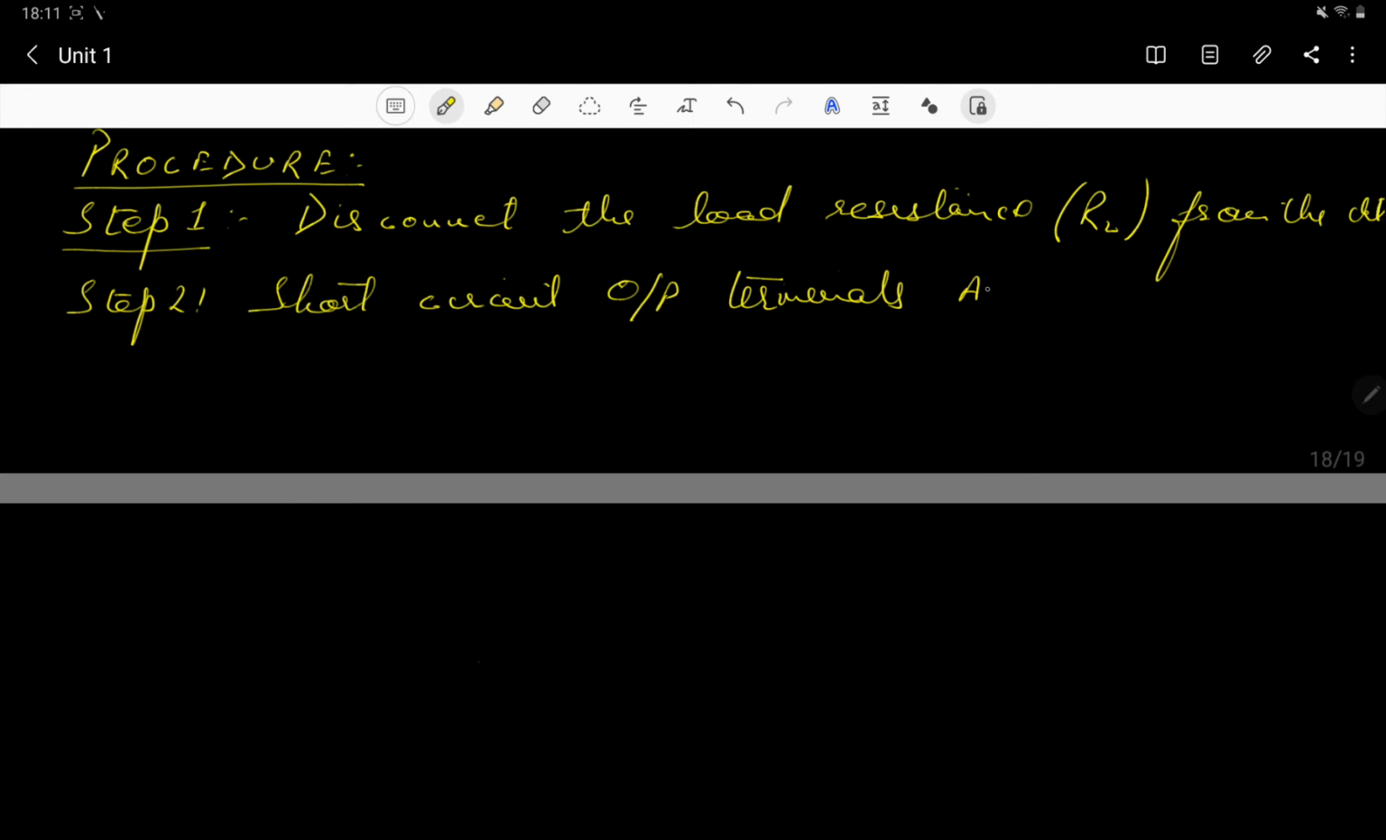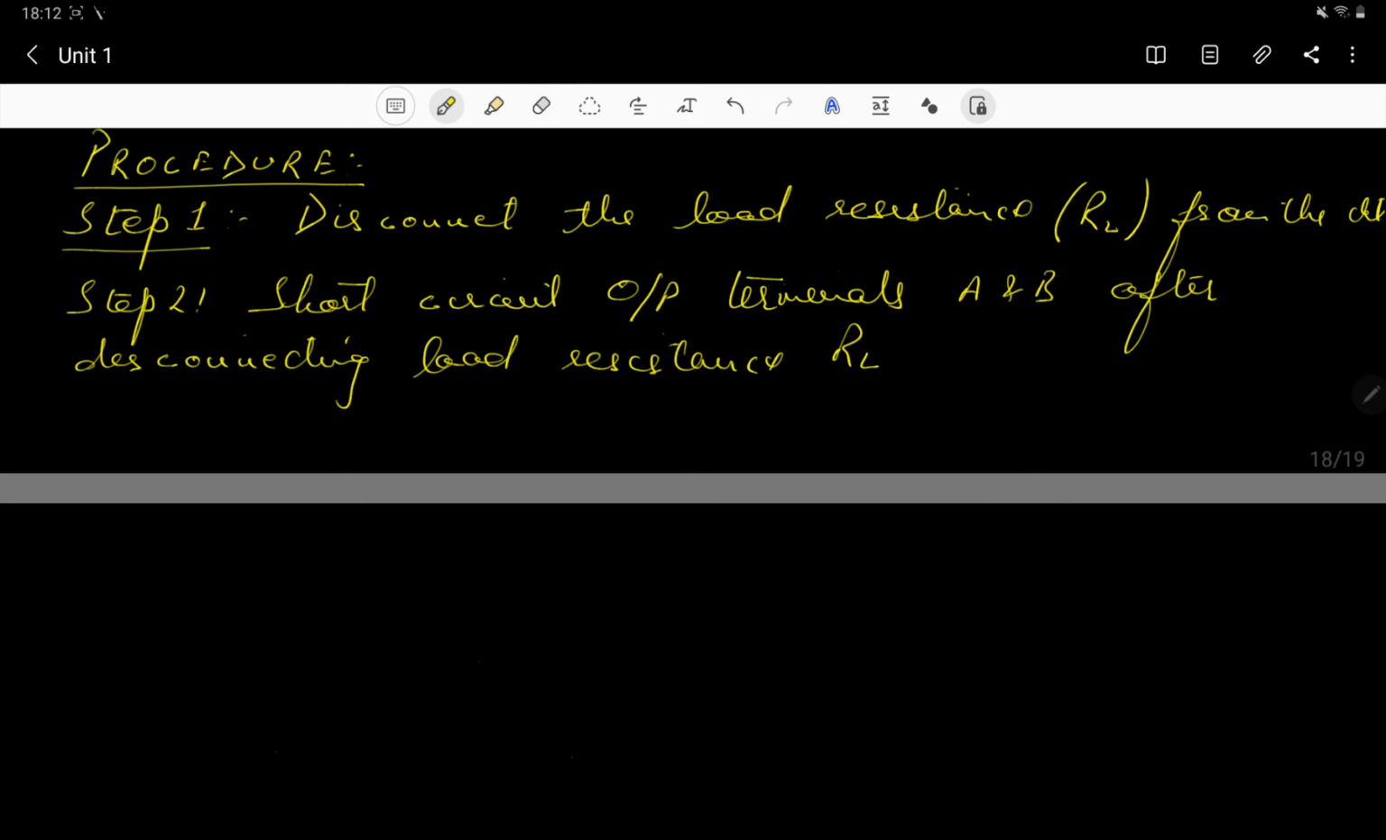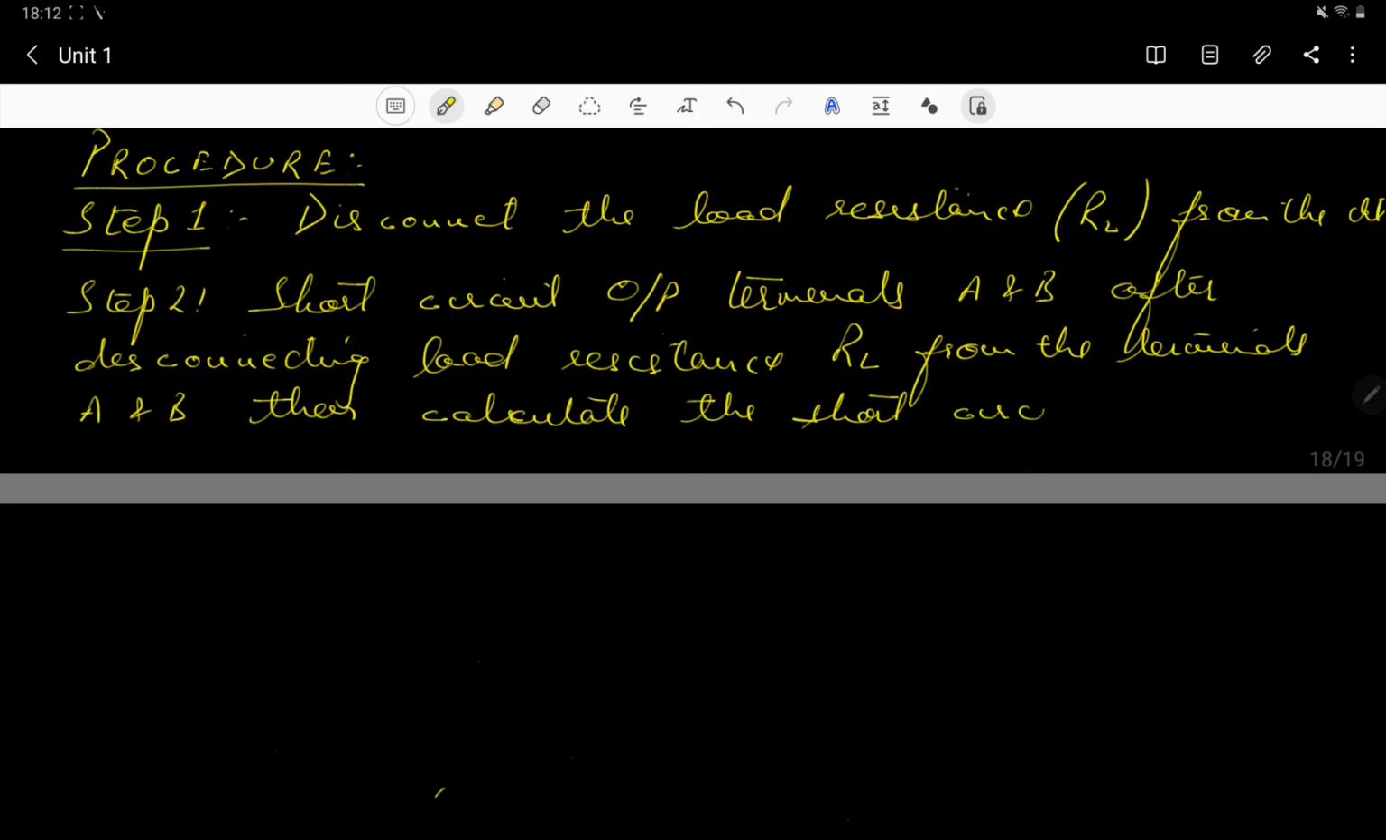In the case of Thevenin's theorem, if we need to find the voltage across it, we open circuit the terminals. Now we are going to find the current across it, so we short circuit the output terminals A and B after disconnecting the load resistance RL from terminals A and B. Then calculate the short circuit current IN.